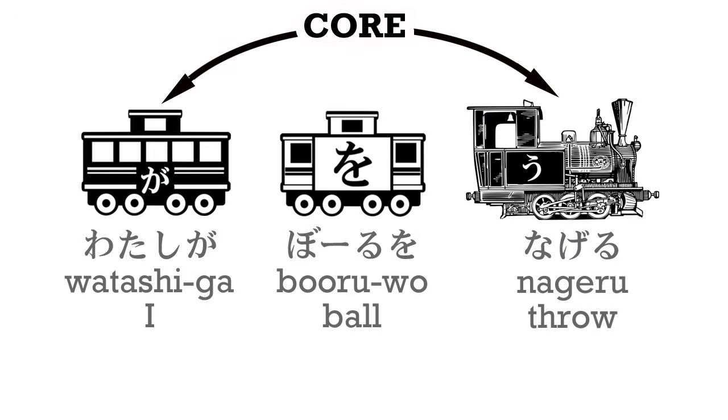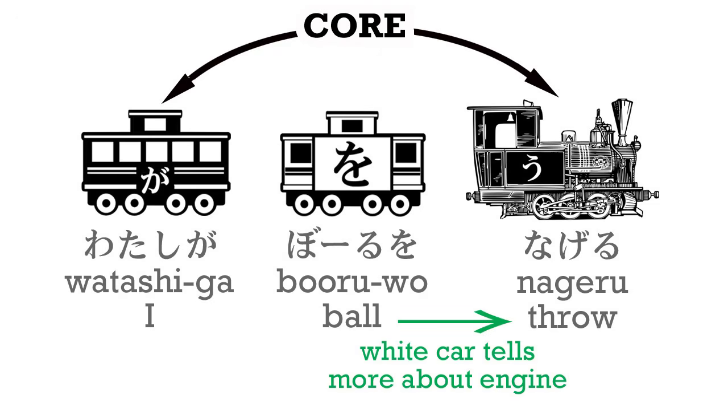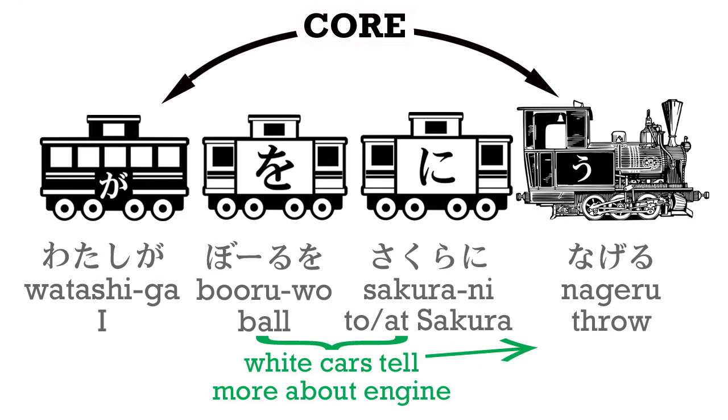Watashi ga boru o nageru. Boru is ball, and nageru means throw. So this is I threw a ball. The core sentence is I threw. Watashi ga nageru. And the white card tells us what I threw. It was a ball. Now, if we say, watashi ga boru o sakura ni nageru, this means I throw a ball at Sakura or to Sakura. Sakura is the destination, the target of my throwing.